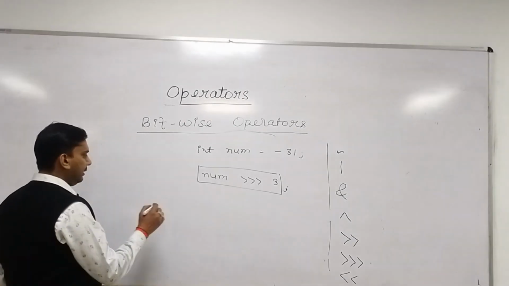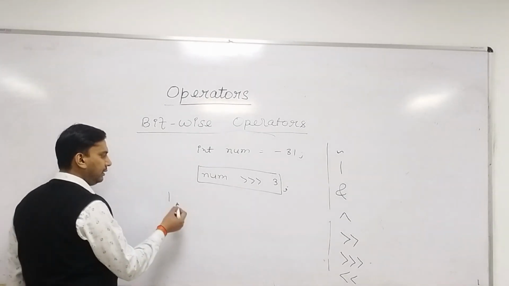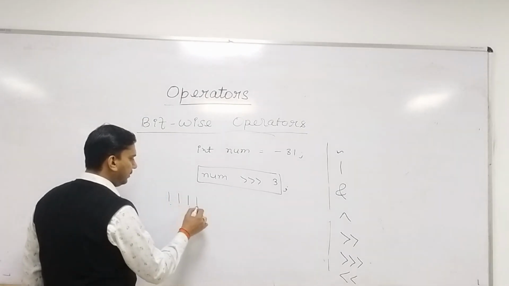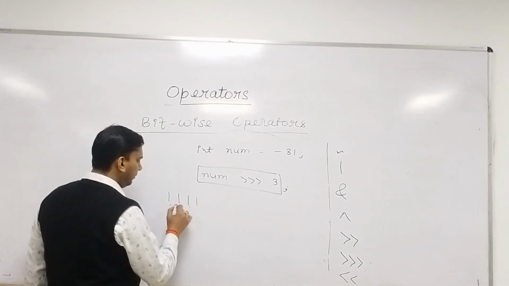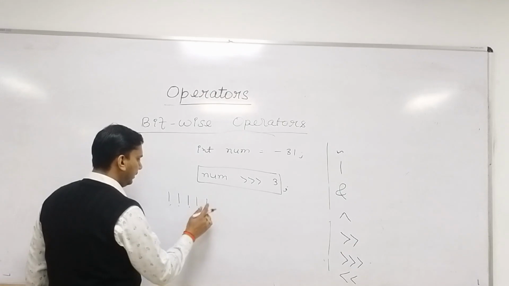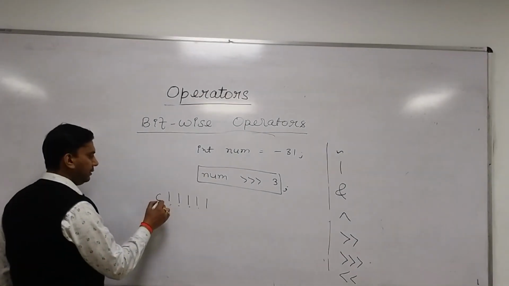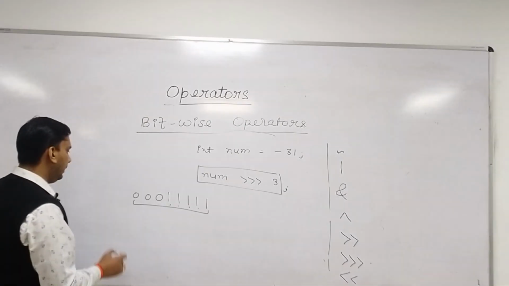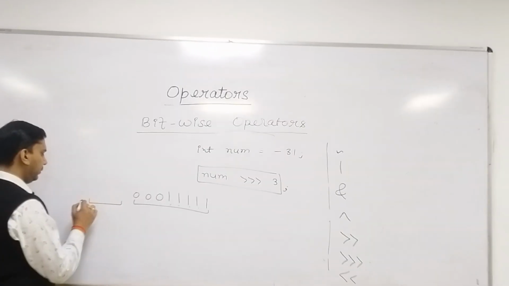So let us write 31. 31 means 16 plus 15, 16 plus 8 plus 4 plus 2 plus 1. This is your 31. Then 0, 0, 0. Then we have 23 more zeros.